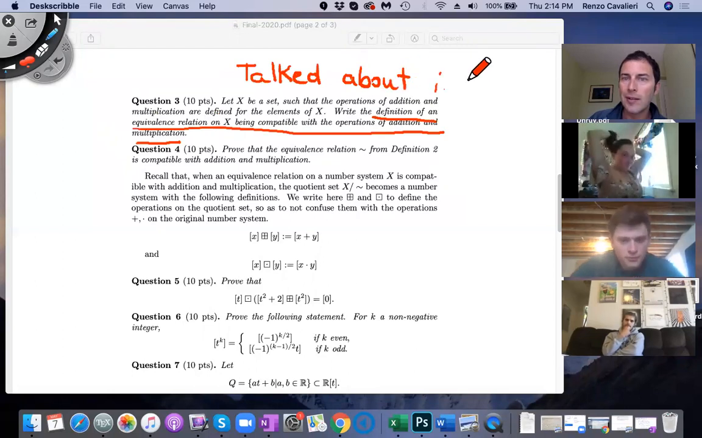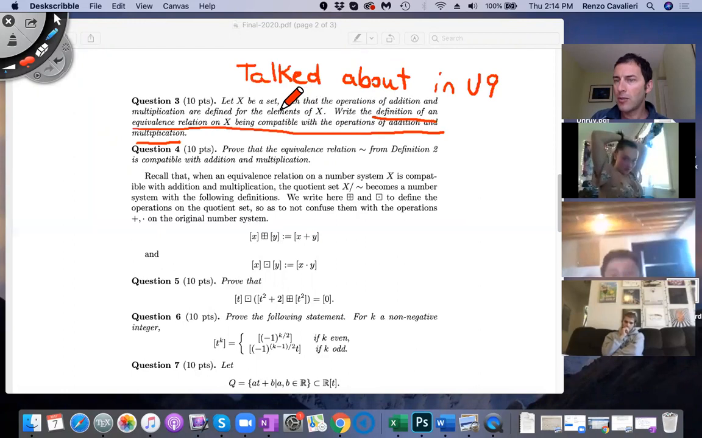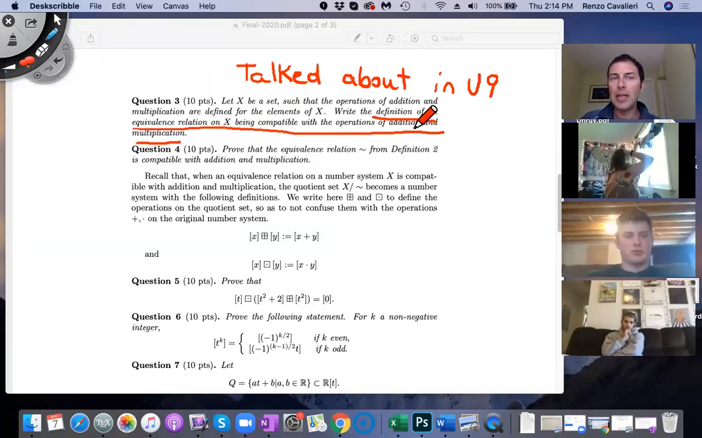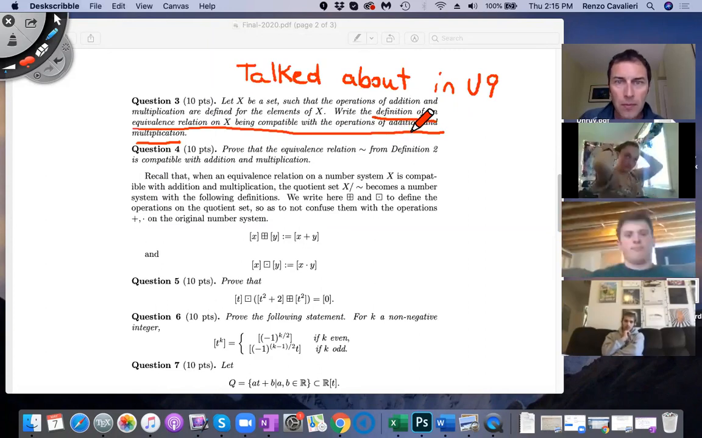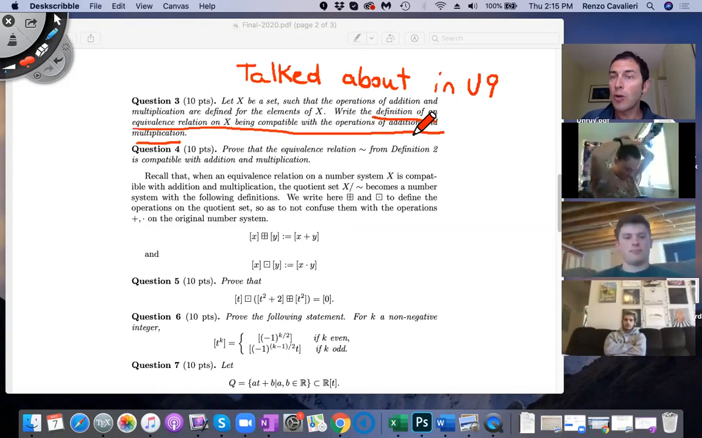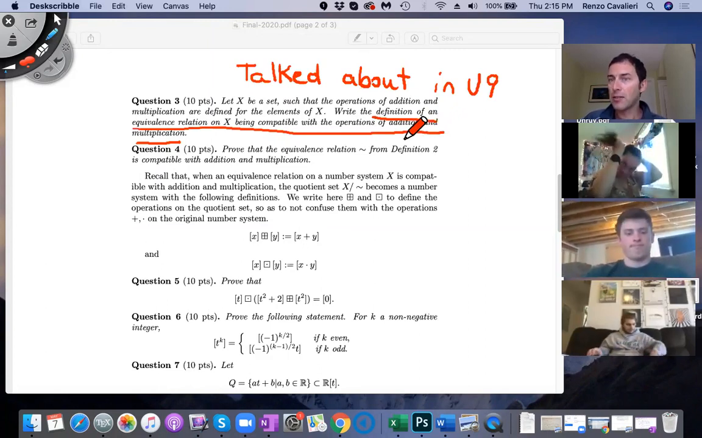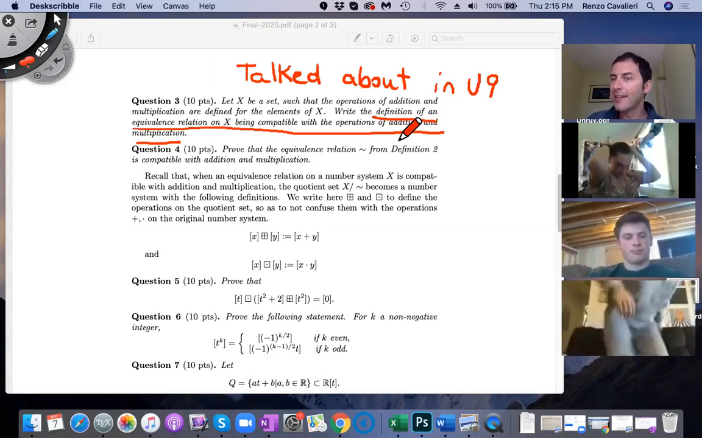And we get to pick the set X and the equivalence relation? No, so given any set X that has addition and multiplication, you should be able to tell me what it means for an equivalence relation on X to be compatible with addition and multiplication. For any X, you don't have to choose a specific X. Okay, that makes sense.